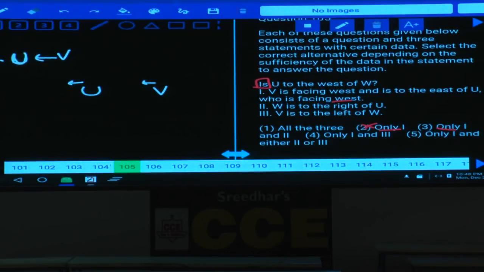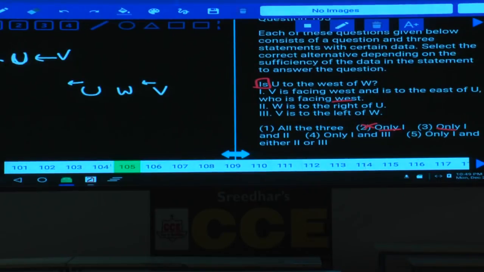Now W is to the right of U. Tell me, U is facing which direction? Facing west. As U is facing west, west of U means the right of U. Now W is to the right of U, so can W be at this place or not? Tell me whether W can be at this place or not.